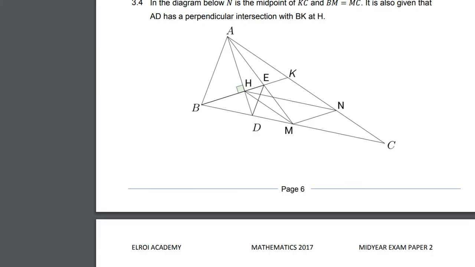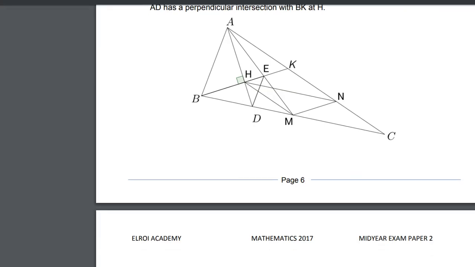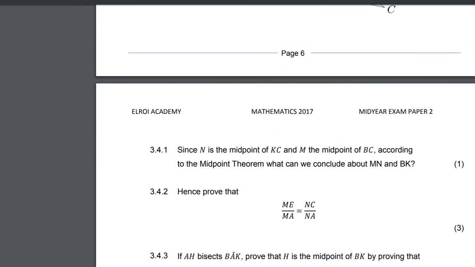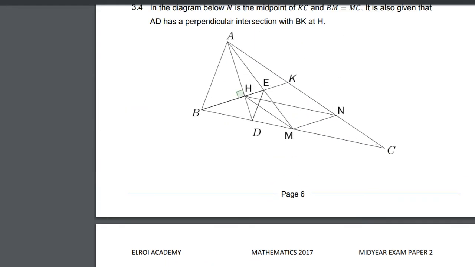Every single question in grade 12 leads you to the final question. So it gets more and more difficult, but the intention is to help you with the most difficult question later on. So that's the first thing you have to conclude. Hence, use this fact that you just showed and show that ME over MA is equal to NC over NA.